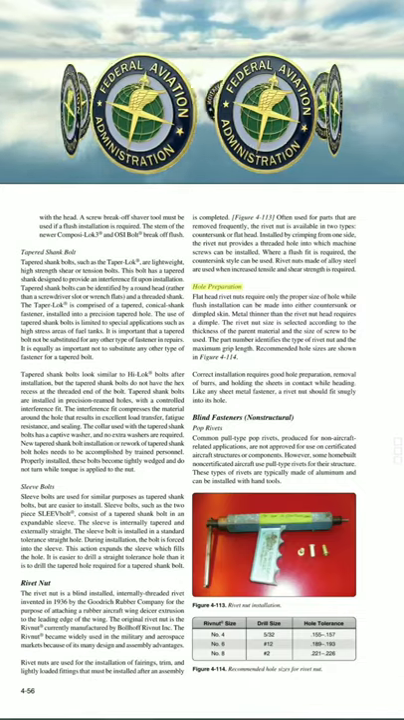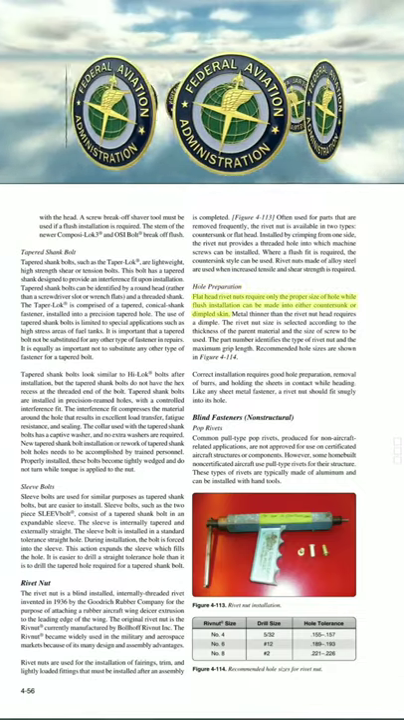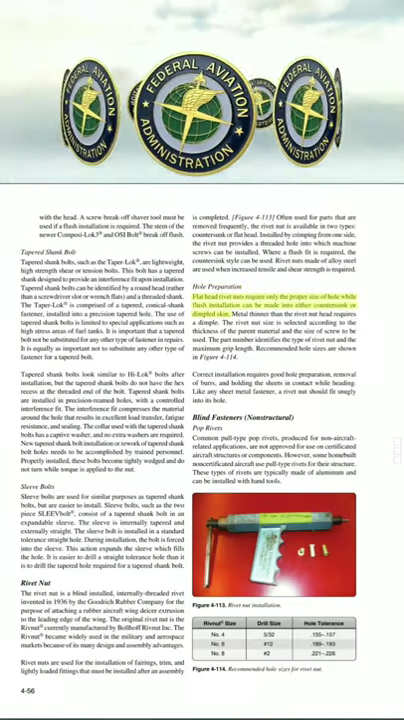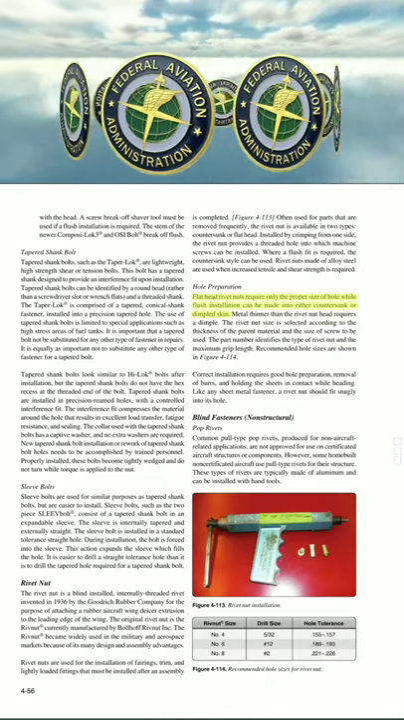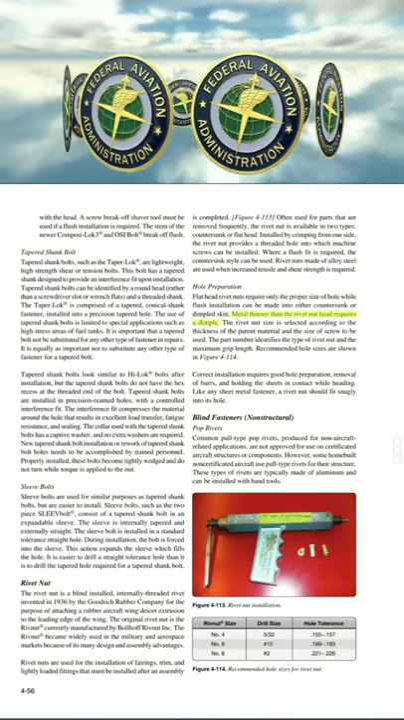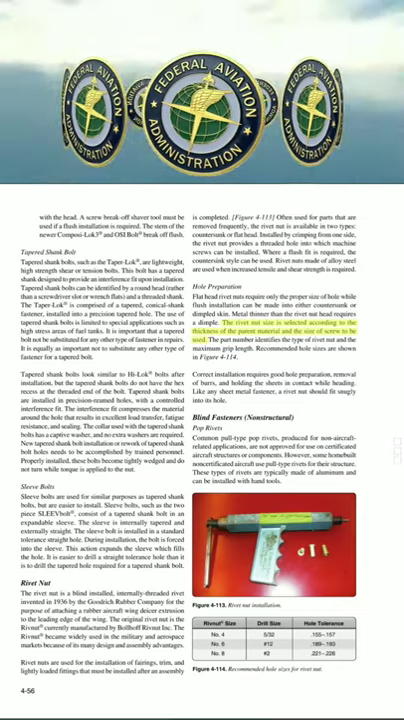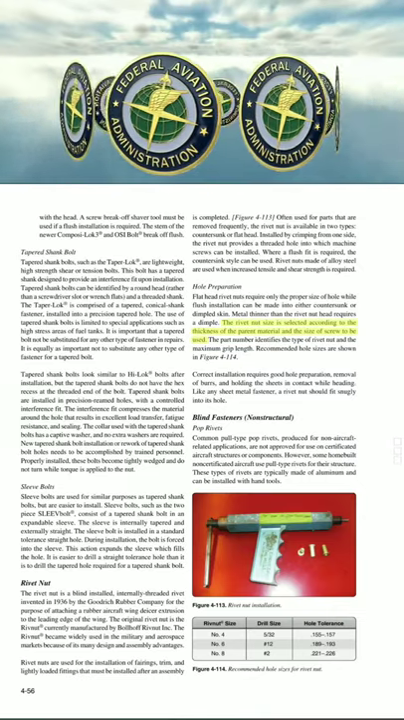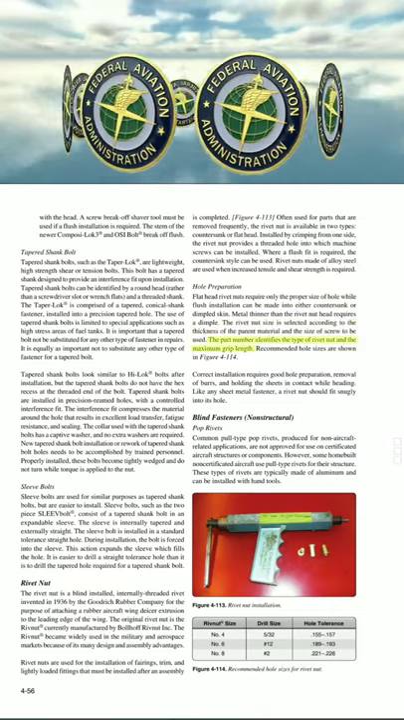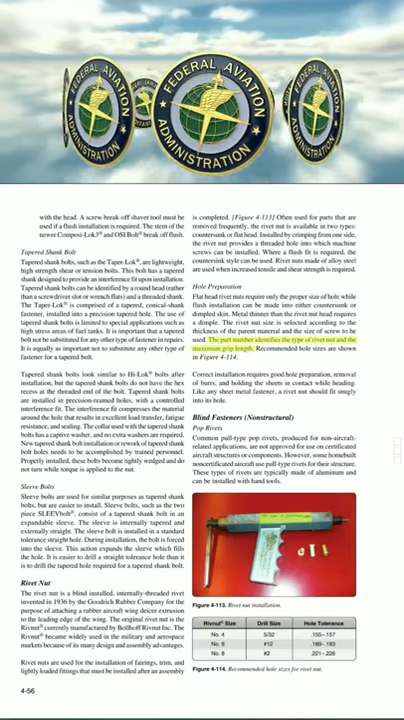Hole preparation. Flathead rivet nuts require only the proper size of hole, while flush installation can be made into either countersunk or dimpled skin. Metal thinner than the rivet nut head requires a dimple. The rivet nut size is selected according to the thickness of the parent material and the size of screw to be used. The part number identifies the type of rivet nut and the maximum grip length.